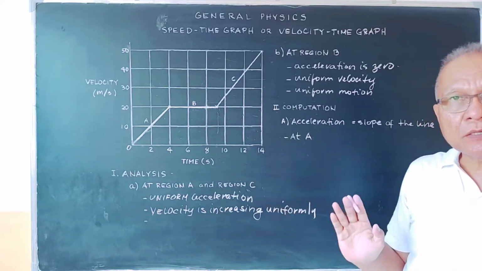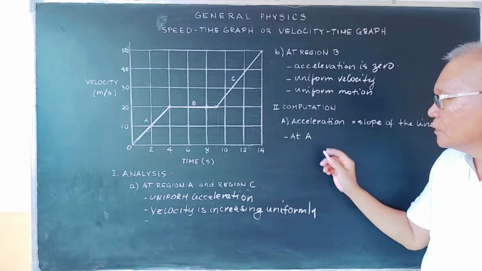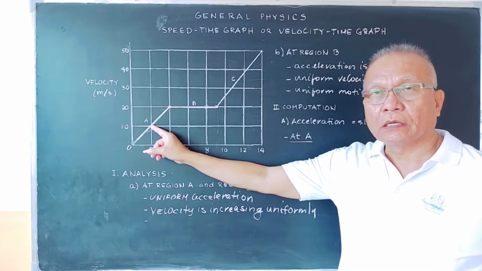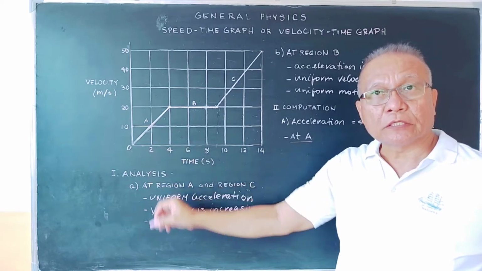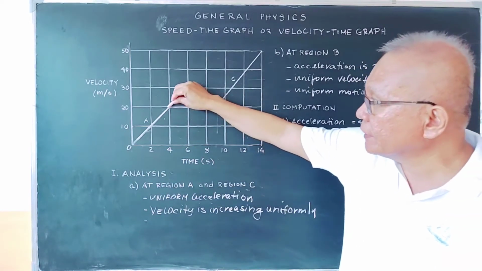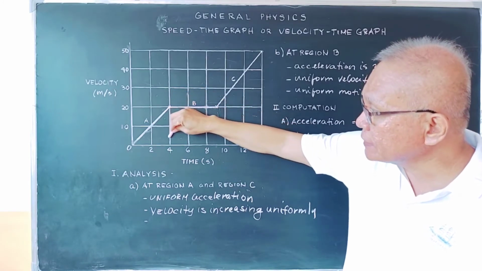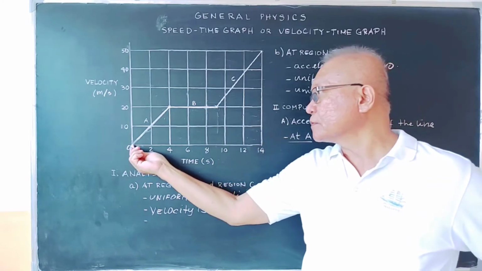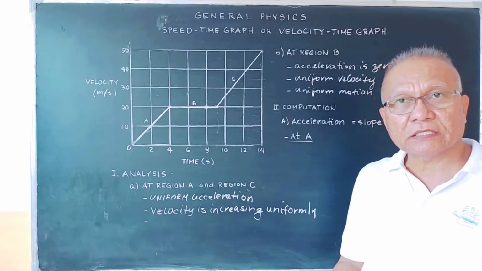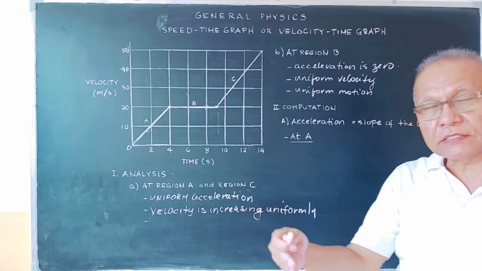The acceleration now is the slope. So at A, we are going to find the slope here. How do you find the slope? We draw an imaginary triangle here. This one is the height, and this one is the base. Our slope is height over base.